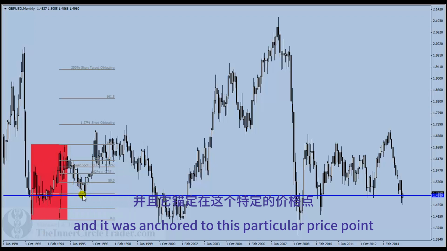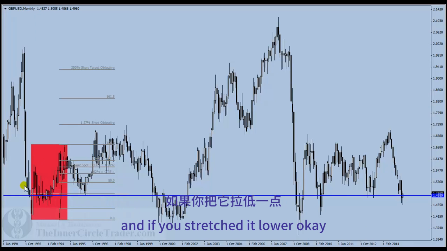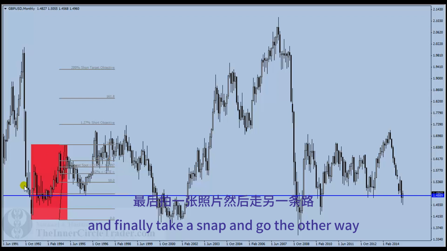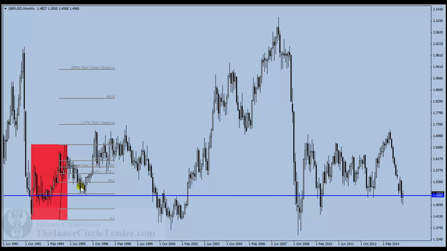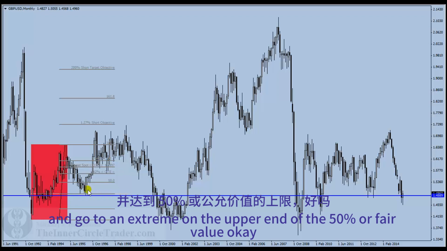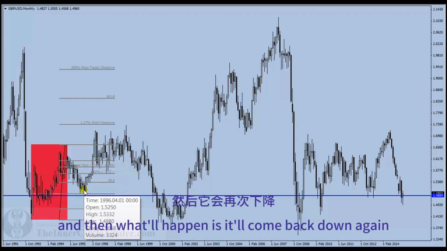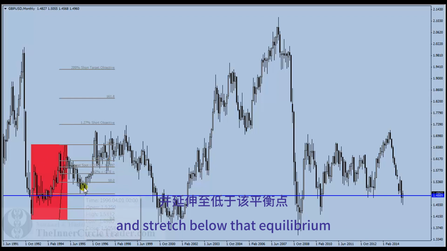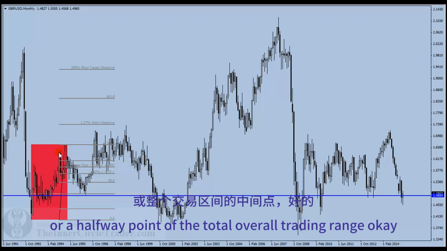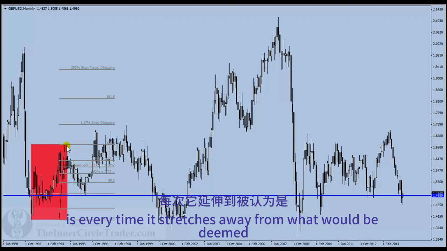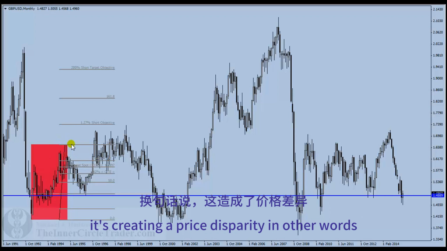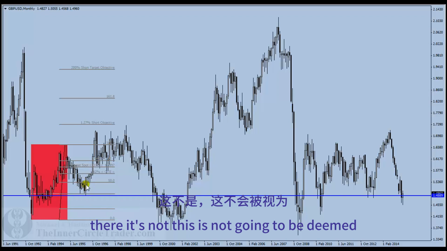Every time it stretches away from what would be deemed equilibrium or fair value, it's creating a price disparity. In other words, this is not going to be deemed a fair value. It's going to be viewed as a discount. And this right here would be creating a premium in that price. Not premium in the sense that we talk about commodities, so don't get that confused. In other words, you're going to be buying inflated pricing here. You don't want to do that. You want to buy very cheap discount prices.